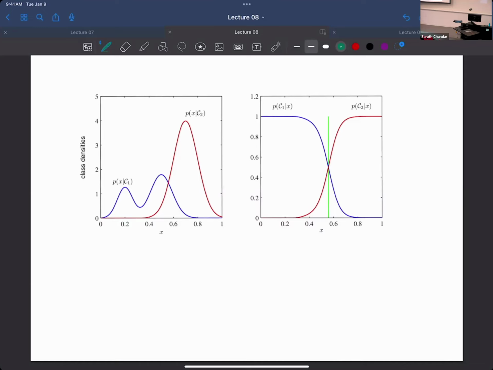Which is why logistic regression kind of models are more attractive, because they don't care about P of x given Ck, they just care about P of Ck given x. And sometimes this is actually much simpler to model than modeling the distribution of the data. Is that clear? Now a little bit of anecdote here.